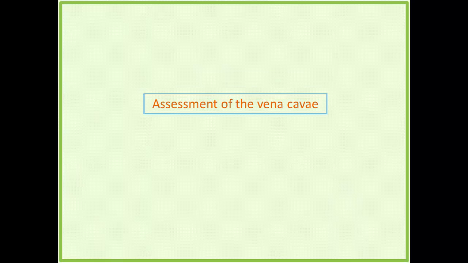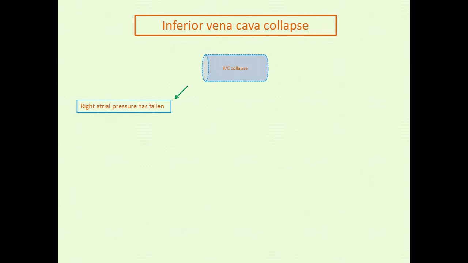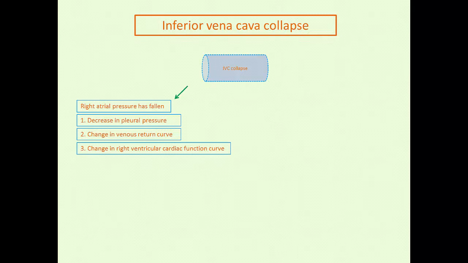During a spontaneous inspiration, the inferior vena cava will tend to collapse. And the reason during a spontaneous inspiration that the inferior vena cava tends to collapse is a function of two things. Firstly, a falling right atrial pressure, and that's dependent upon three simultaneously occurring events, and that is a drop in pleural pressure, the degree to which the pleural pressure drops, the change in the venous return curve, which may occur with inspiration, and the change in the right ventricular cardiac function curve, which may occur with inspiration.